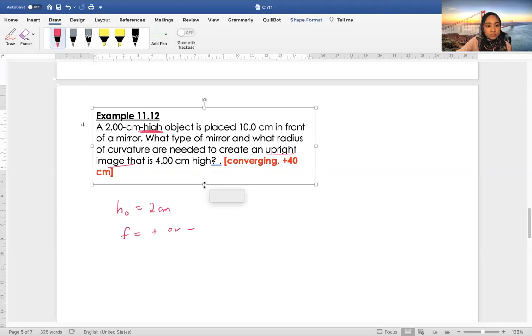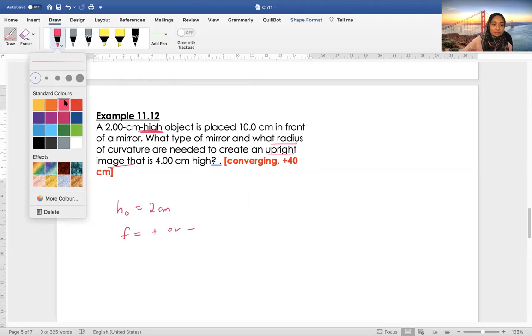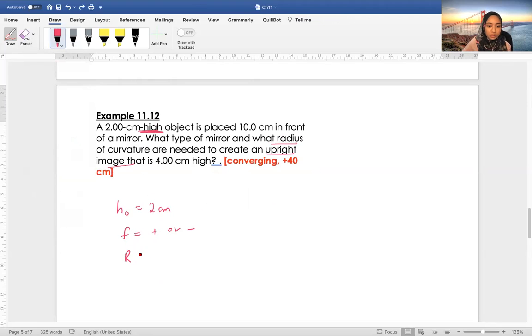Why is it like this? Oh, okay. So it's asking what is the radius of curvature. So it's asking what is R. It won't work. Sorry, I got carried away. Okay, got it.